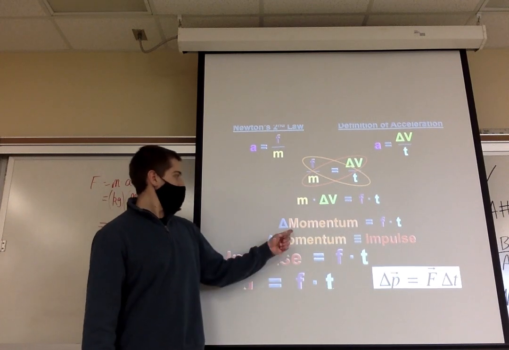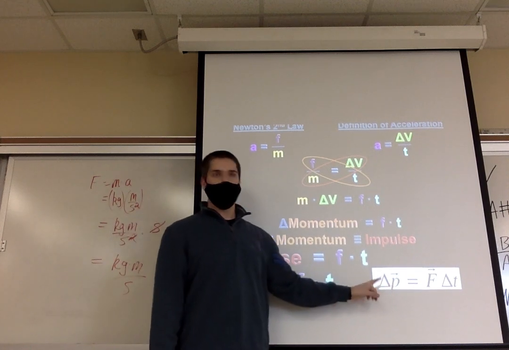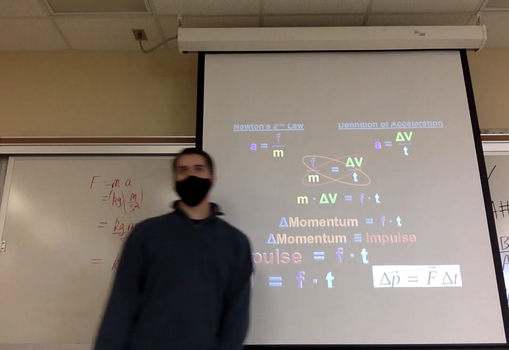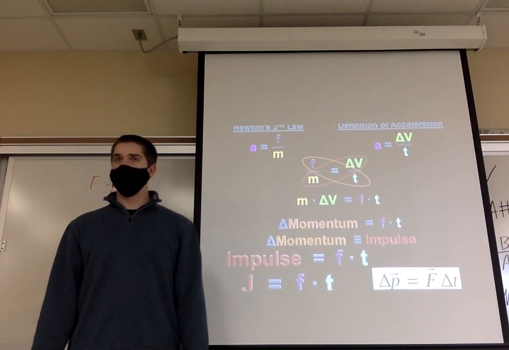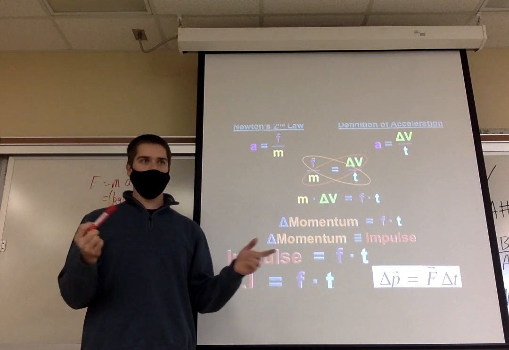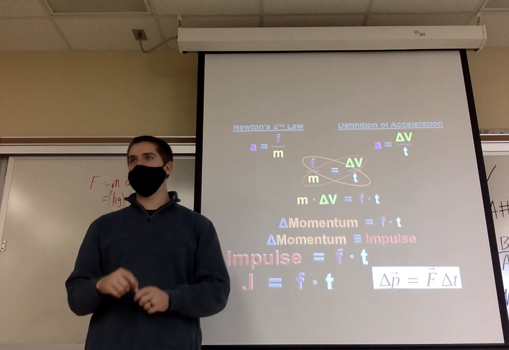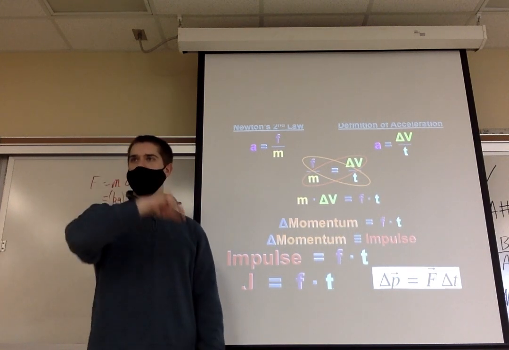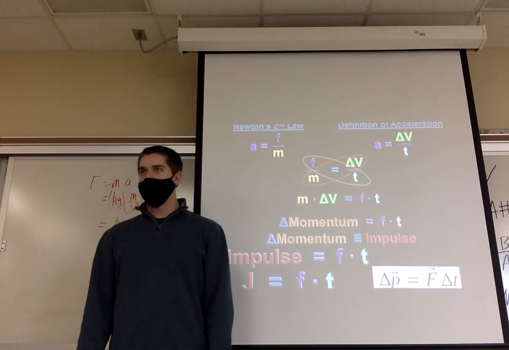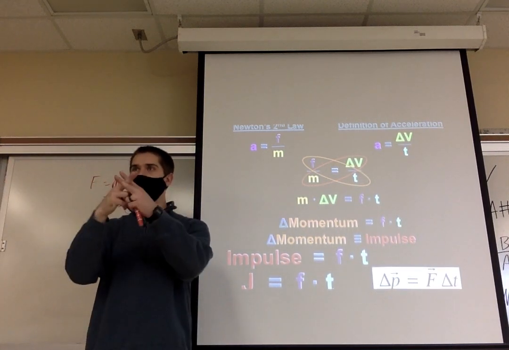If you want to know how the momentum changes on an object, you need to know the average force applied on that object, and you need to know how long that force was applied. If you know those two things, you can calculate how much the momentum of that object changed. So change in momentum and impulse are directly linked together. The impulse is the cause, a change in momentum is the effect. Any questions about that? Okay, pretty straightforward so far, right?